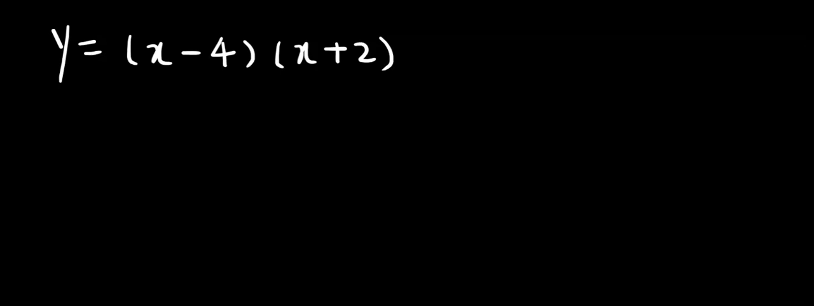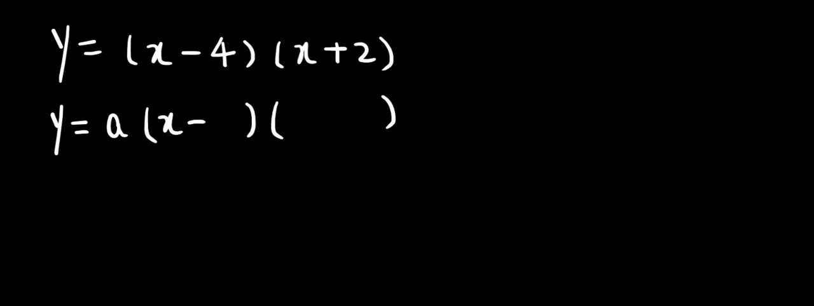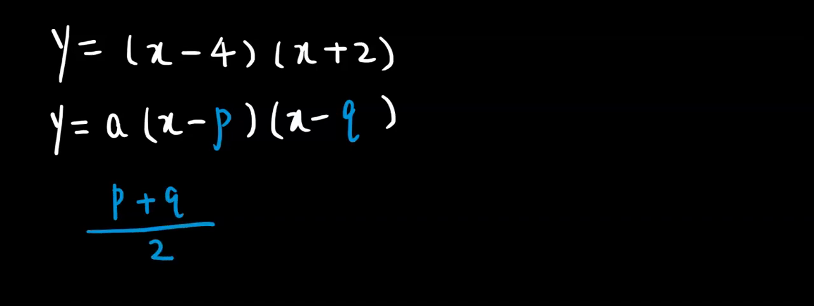Today's topic is how to graph a quadratic function in intercept form. Let us review. The intercept form is y equals a times (x minus p) times (x minus q). You put a p here and a q here, where p and q tell us the two x-intercepts. And if we add p and q together and divide by 2, this gives us the axis of symmetry.